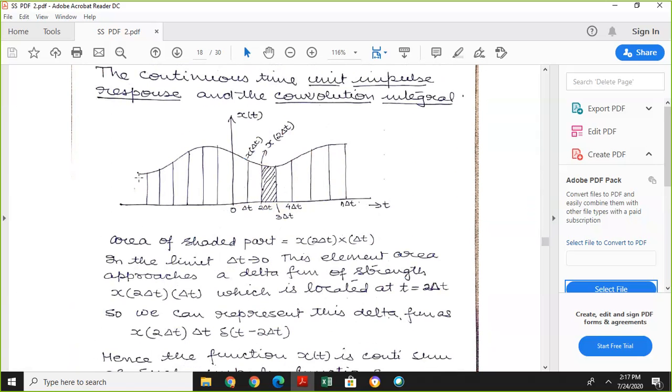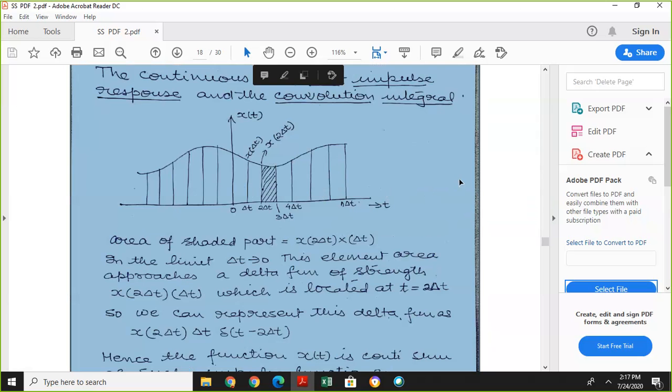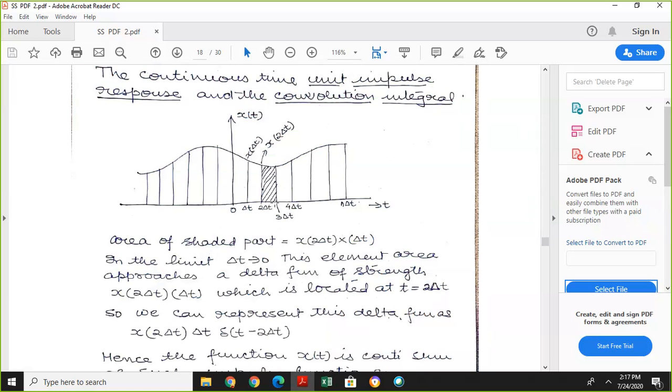Suppose that this x of t is any arbitrary signal represented by x of t, and in this shaded portion, here it is 0, del t, 2 del t, this is 3 del t, 4 del t. It means that the width of this shaded region is del t and the height is x of 2 del t. So the area of this shaded region is x of 2 del t multiplied by del t.